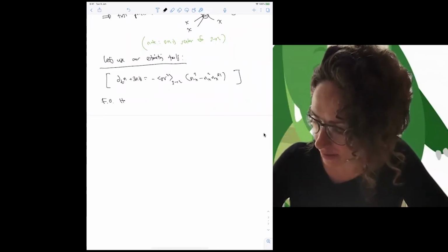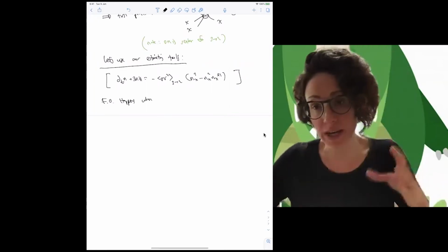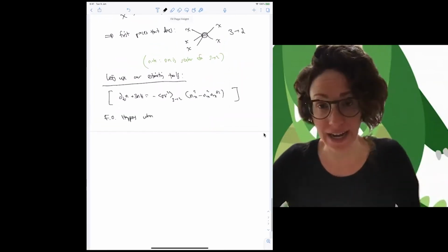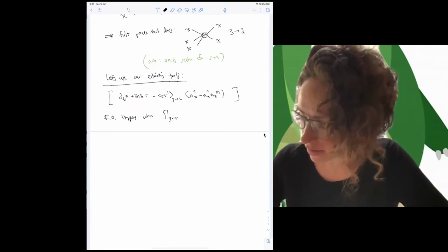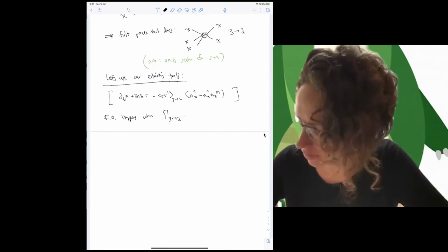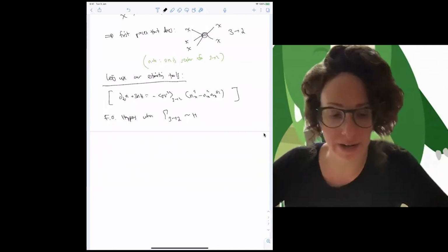Okay, but what we're going to do now is, using our estimating tools, figure out when freeze out happens. So freeze out happens when the rate of the process that we're interested in freezing out is of order Hubble. Right? So in this case, that would be the rate of this 3 to 2 process is of order the expansion. Okay, let's go through our left-hand side and our right-hand side.